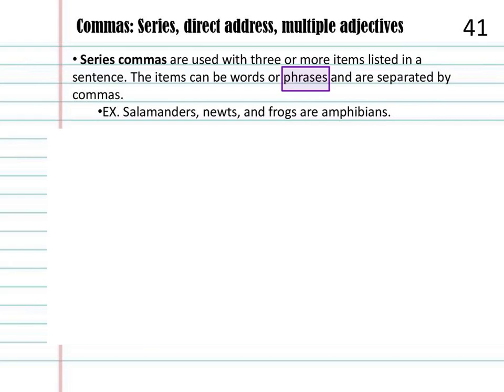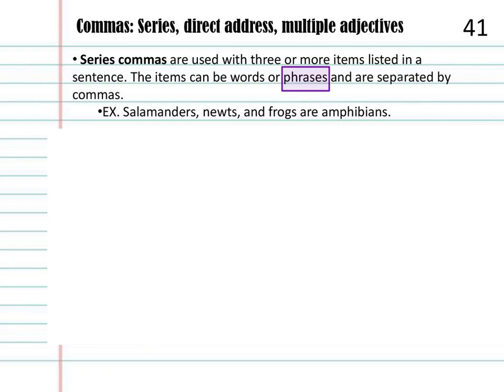On these last 3 slides, I am going to share a little bit more advanced information about this. I will also talk about this more in the next few lessons. I am going to start by reading what we see here on this page. It says, commas in a series, in a direct address, or with multiple adjectives. Multiple means more than one. Series commas, that is what we have been talking about in this lesson so far.